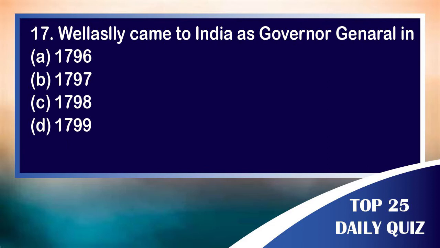Question 17. Wellesley came to India as Governor General in option A, 1796. Option B, 1797. Option C, 1798. Or option D, 1799. The correct answer is option A, 1796.